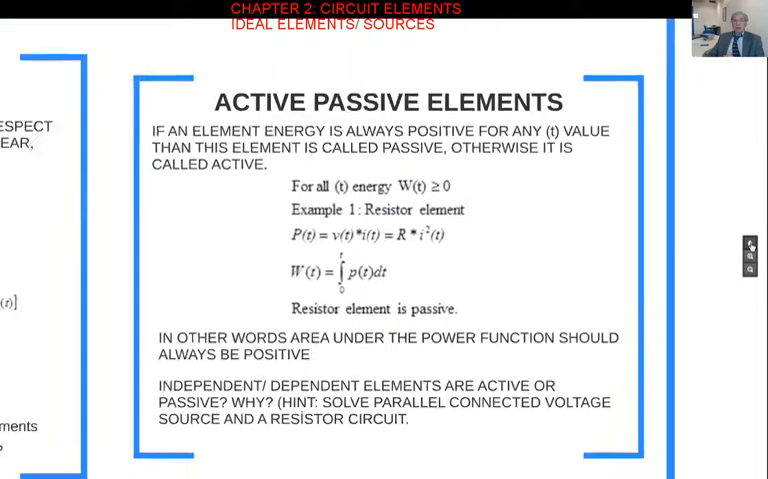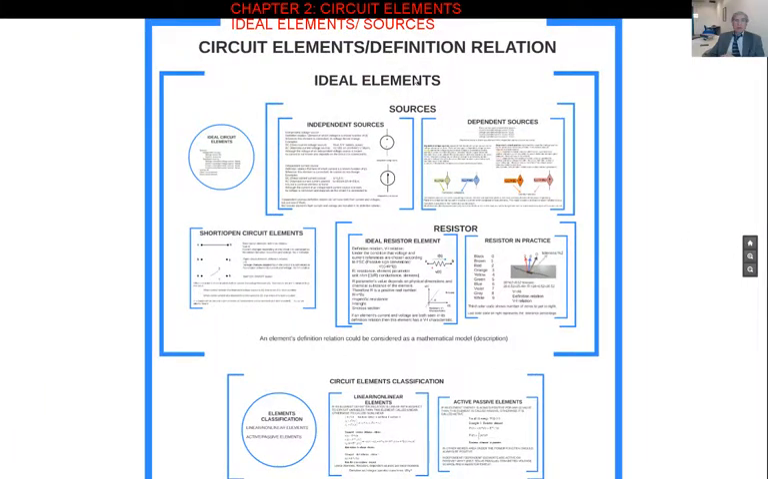So if you look at the whole picture once more, in chapter 2, under the name of circuit elements, we have seen the definition relations of the ideal elements, which are sources, resistors, and open and short circuit elements, and then we classified those elements as linear and nonlinear elements and active and passive elements. That is the end of it.